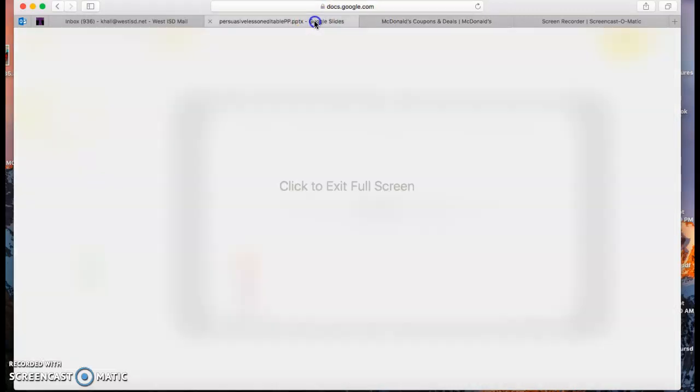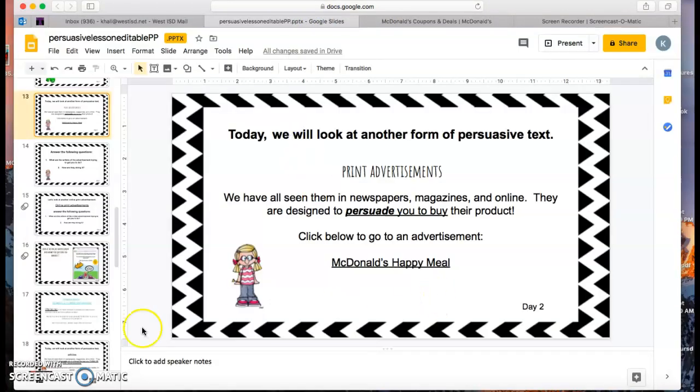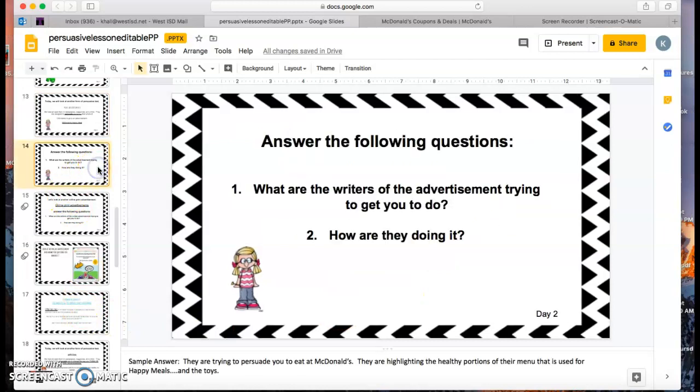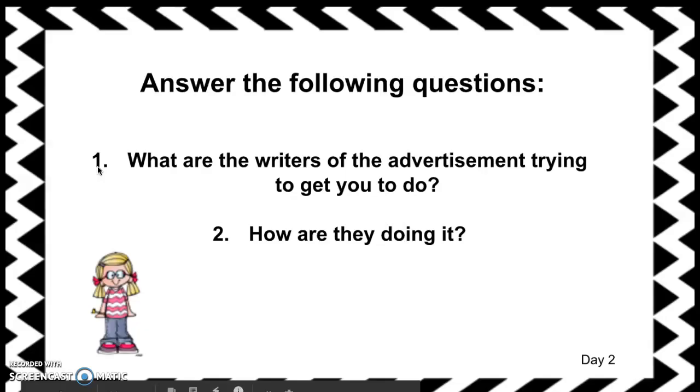Okay, so when we look at that, what are the writers of the advertisement trying to get you to do? And how are they doing it? All right, well, let's think about it. They show maybe a teenager, because it was kind of a big kid, on a skateboard with the app on the phone, ready to order some French fries, saying that McDonald's is in the palm of your hands. They're doing it by relating it to you.